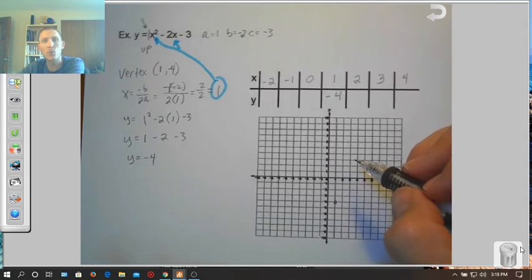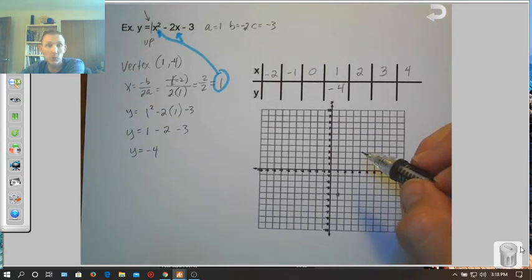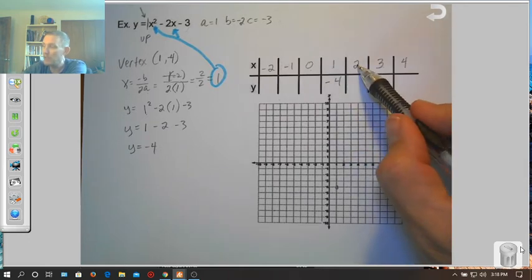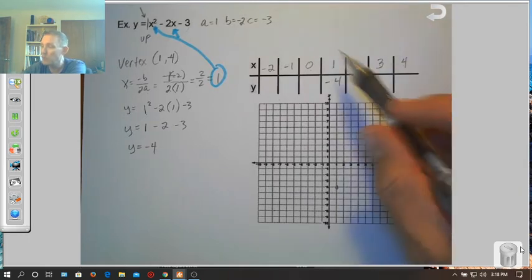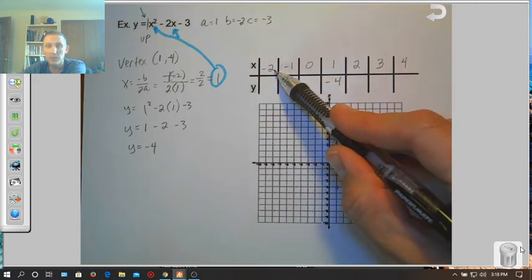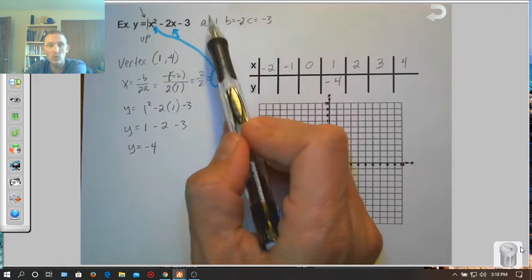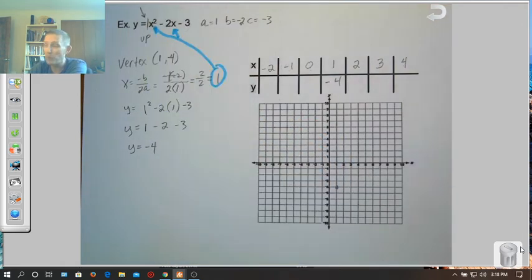Now this is the part where we have to really be careful, and this is where the calculator is going to help you out quite a bit. Because I'm going to have to now take each of these values from the table, and I'm going to have to plug all of these x values into this original equation to get my input-output.